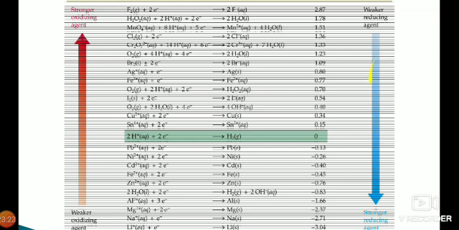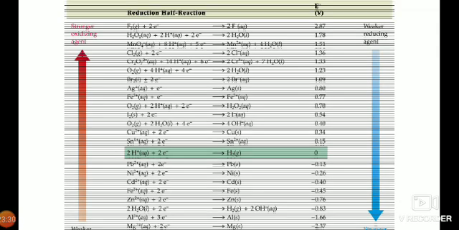That's how we observe that the standard reduction potentials for these metal ions are in decreasing order of their reduction electrode potentials, and this list we call the electrochemical series.